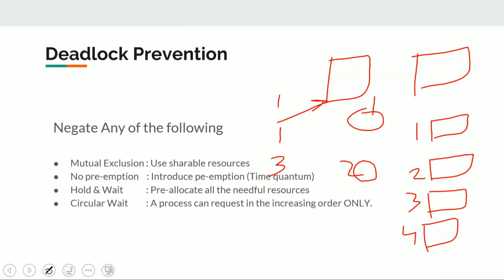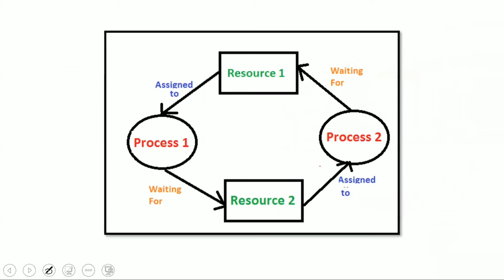Then process 2 says, I want resource number 3. Okay, we will give it. But now if process 2 says, I want resource number 1, we won't give it, because it is not in ascending order. The statement is that a process can only request in increasing order. So we can't assign resource number 1 to the second process. So we are just negating this block. We are just removing this arrow in the circular wait remover. Okay.